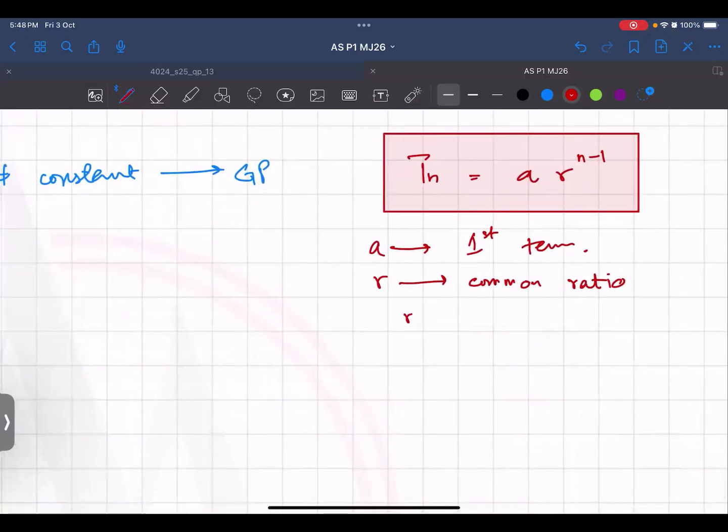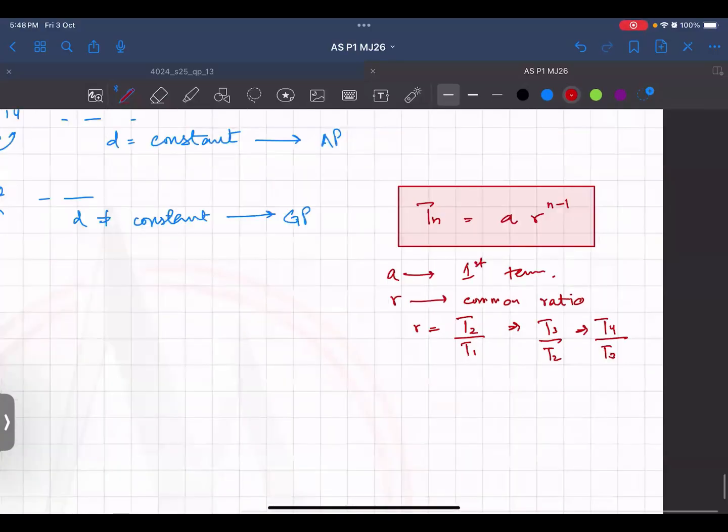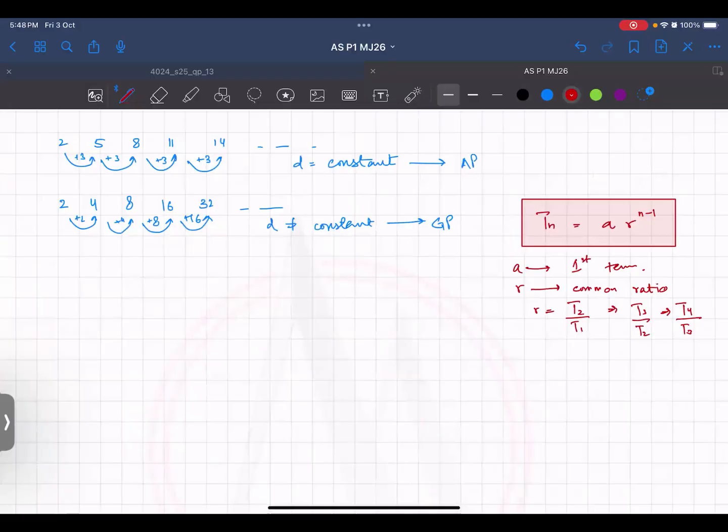And the formula for R is simple. It is the ratio between two consecutive terms. So T2 upon T1, or T3 upon T2, or T4 upon T3. This is the ratio between two consecutive terms, and this would be common. So this would be the same for any two consecutive terms. The ratio would be the same.